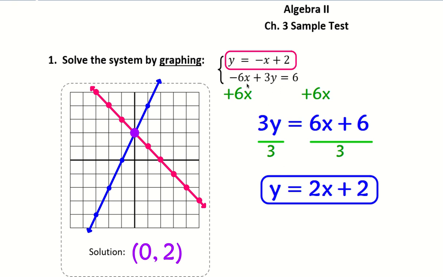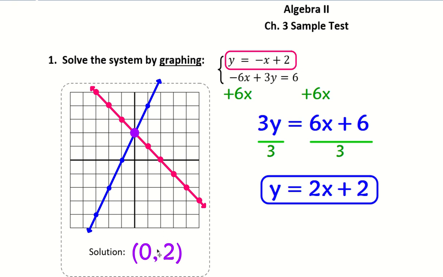But this other line you have to first solve for y. Add 6x, divide both sides by 3, and so you end up with this, and so you have a y-intercept of 2 again, and a slope of 2, which is up 2 over 1. Anyway, you draw your two lines and you realize that these two lines intersect at the point (0, 2), and so that is your final answer.